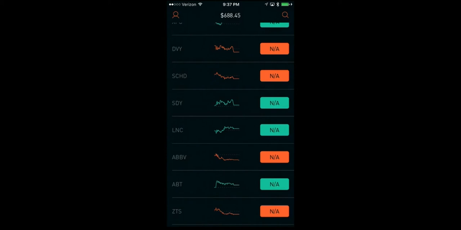Next, we have the financial sector. I really only have one stock in here right now. I've been looking at this, and I think I may wind up adding another one.